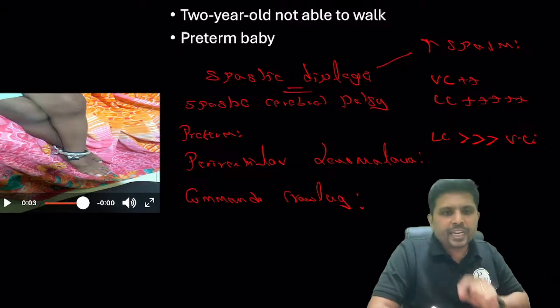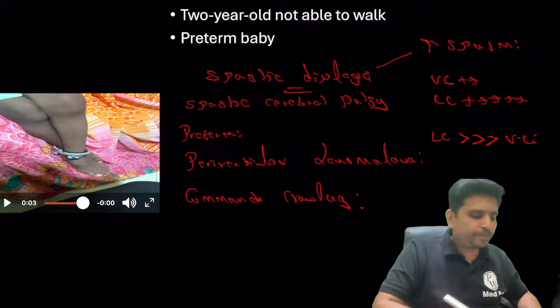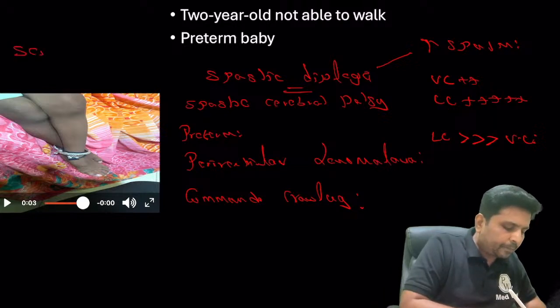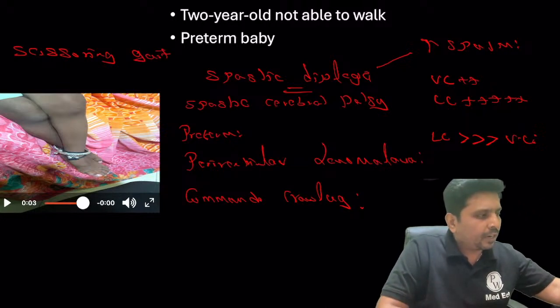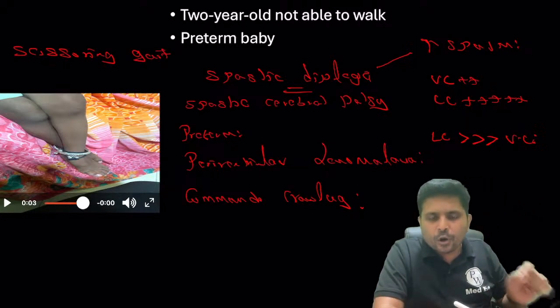Two things that you need to know. What you see in this picture is scissoring gait. And what is that crawl called? That is called commando crawling.